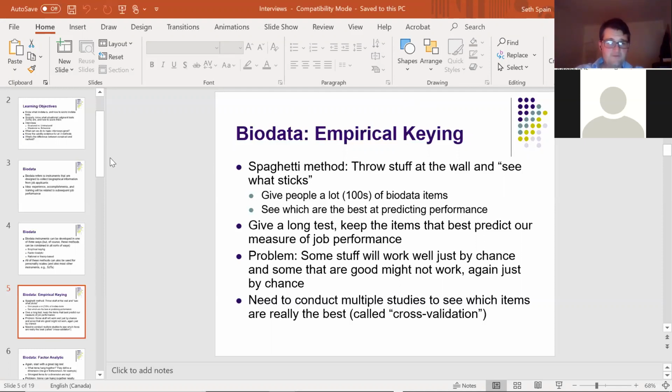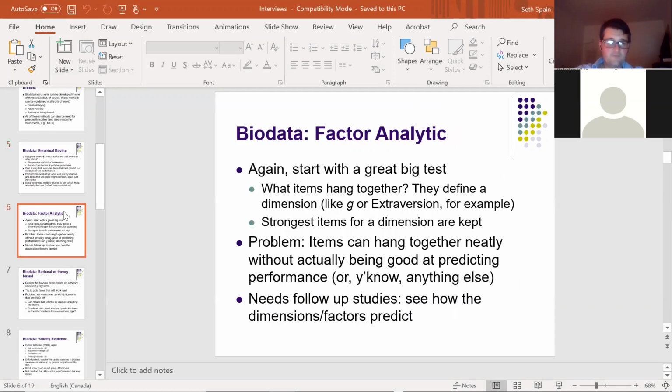There's also, as we talked about briefly in the personality chapter, factor analysis that we can use to do this. So again, you start with a big test. That's what usually happens, and you see which items kind of clump together. They define what we sometimes call a dimension or a trait, like when we were talking about cognitive ability or extroversion, the kind of items that hang together there.